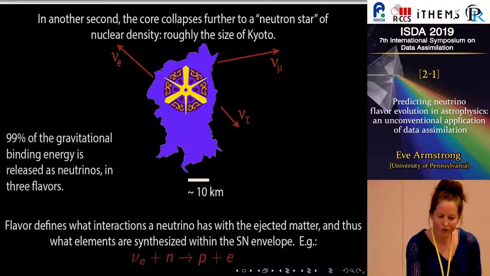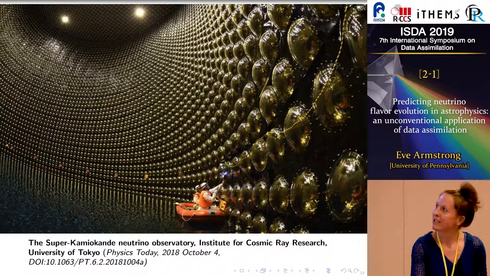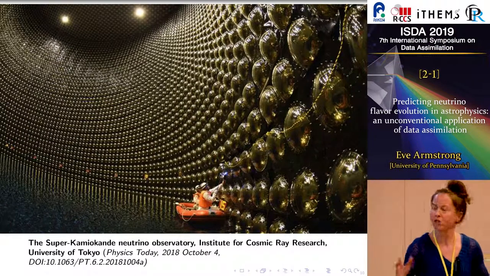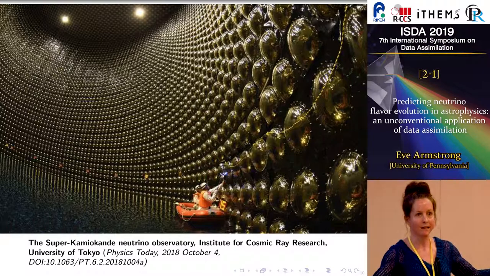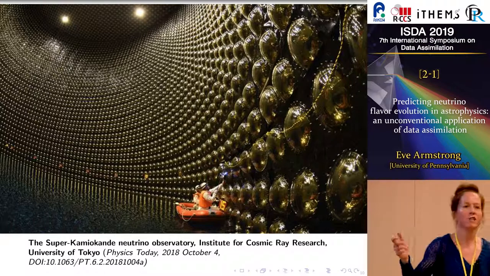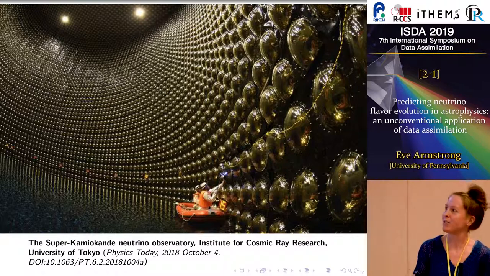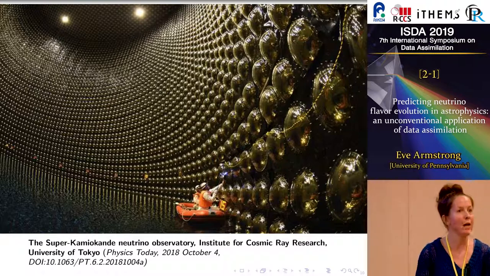Now, we can't detect neutrinos directly. Neutrinos interact with matter, but very, very weakly. There are trillions of them going through your body every second, so you can't just reach out and grab one. There are various designs of neutrino detectors, but I'm showing you this one that's right here in Japan. If you don't know this, Japan is the world's leader in neutrino detection.